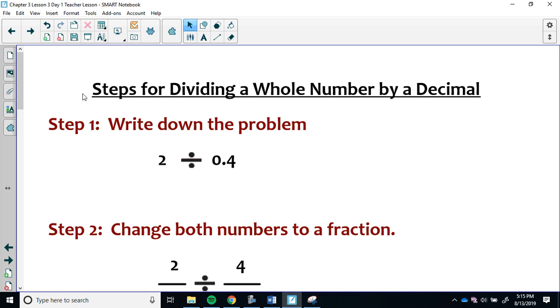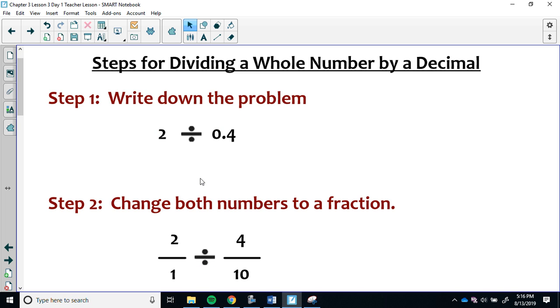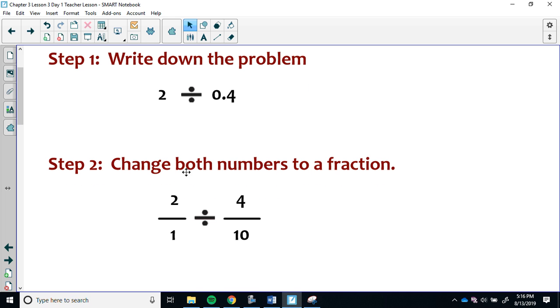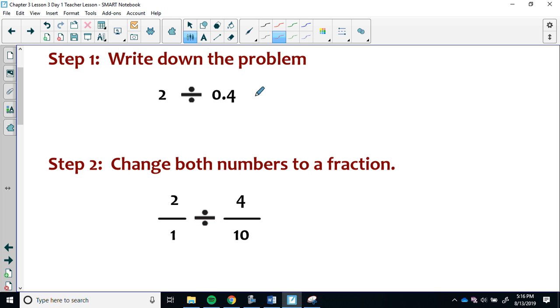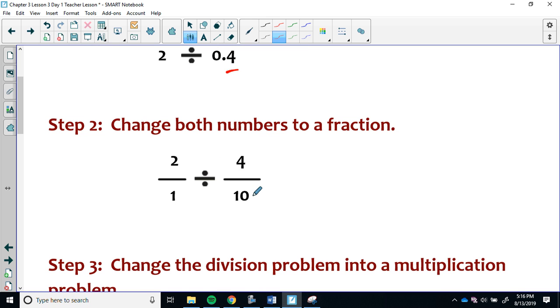Obviously, number 1, you've got to write the problem down. 2 divided by 0.4. What I like to do is change them both to a fraction. So 2 becomes 2 over 1. 0.4 becomes 4 over 10, and the reason is that the number is what becomes your top number, the 4. Now look at how many place values it is to the right. That's 1, so you're going to put it over 10.